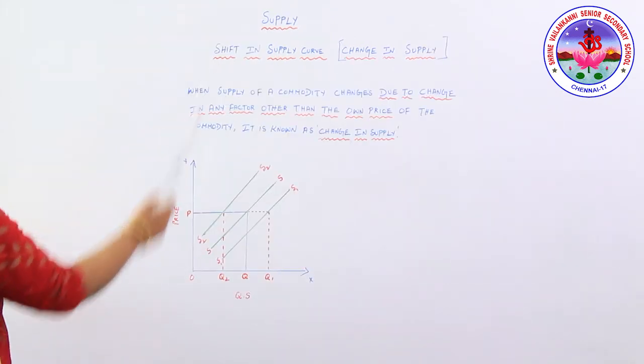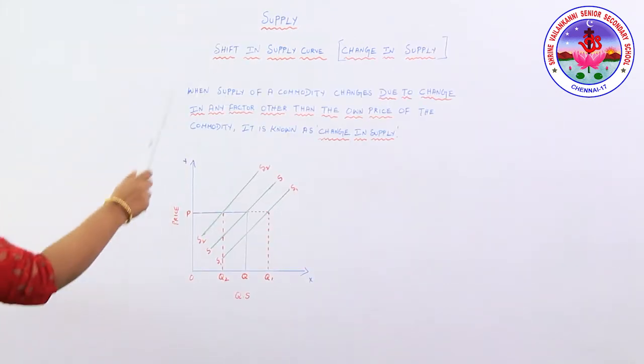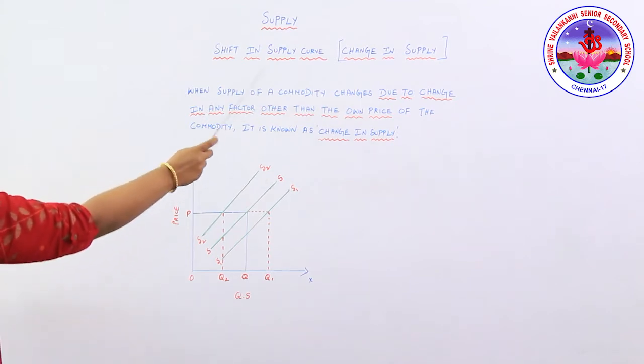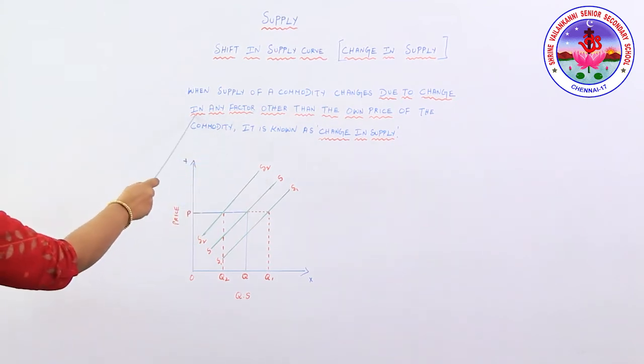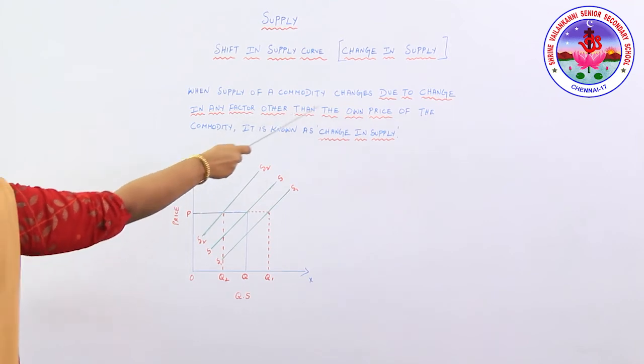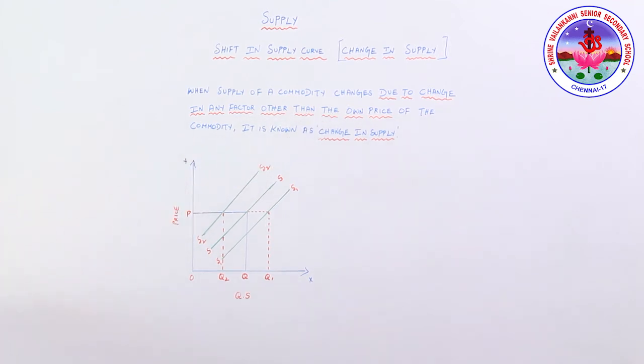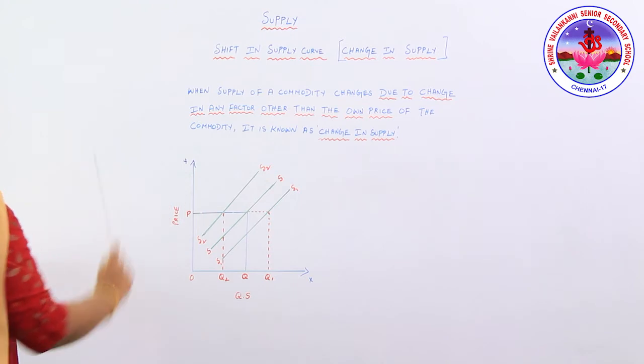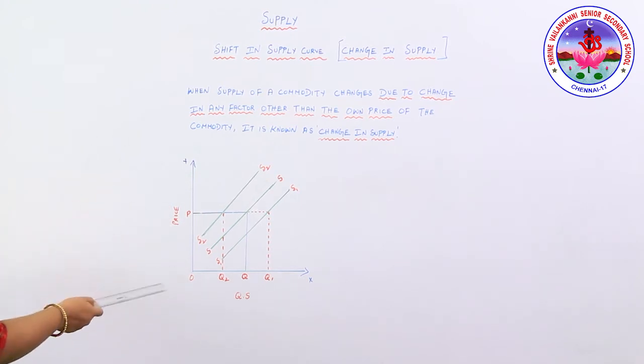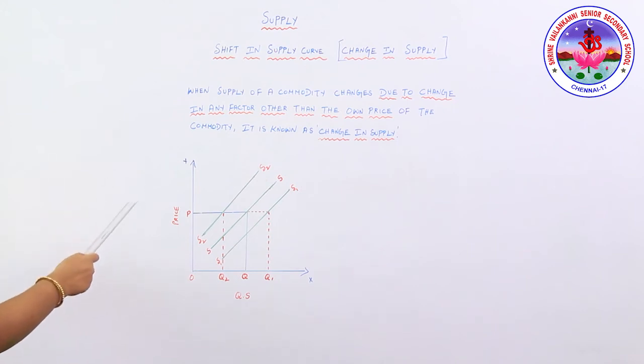Next, move to change in supply curve, that is, shift in supply curve. When supply of a commodity changes due to a change in any factor other than the own price of the commodity, it is known as change in supply. There are various reasons for a shift in the supply curve. What are they? A change in the price of other goods, a change in the price of factors of production, a change in technology, a change in the taxation policy. If these things change, there will be a shift in the supply curve.